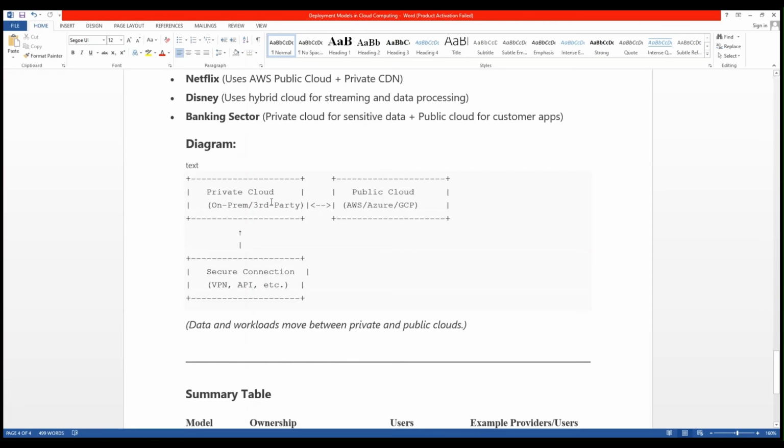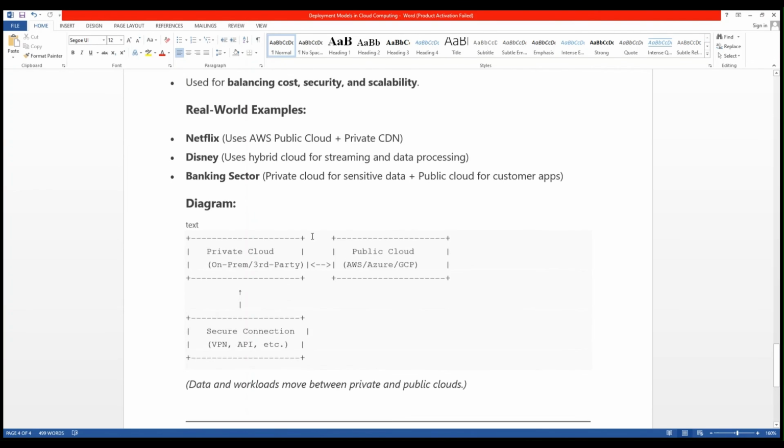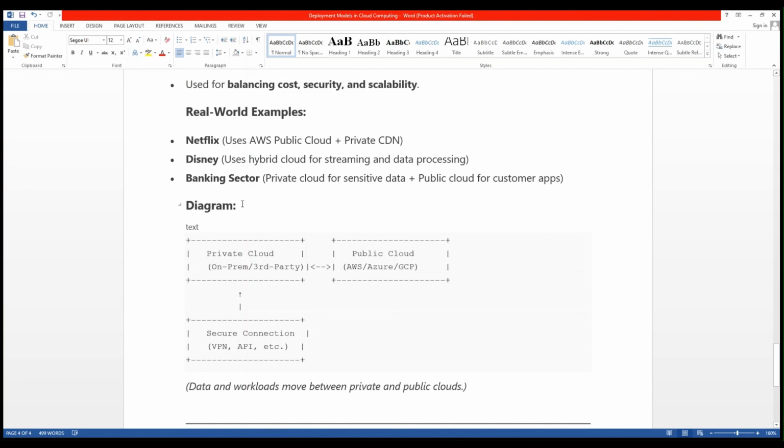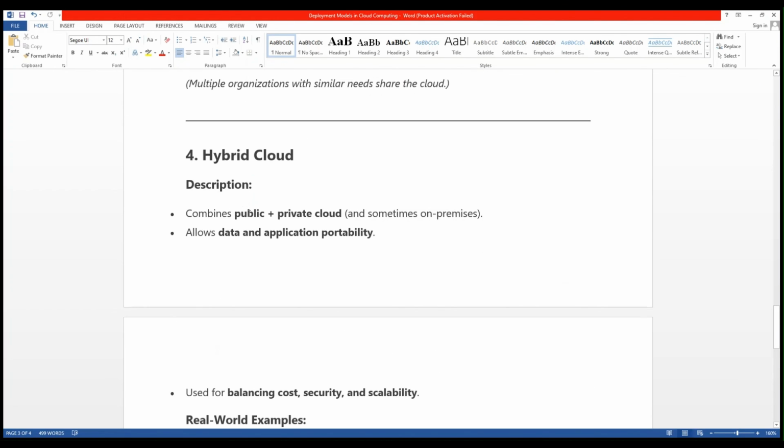Hybrid means the combination of private plus public. For example, IBM is an example of private cloud, and Google Cloud is an example of public cloud. These two types of cloud exist in the same location, and they can also access each other. The best examples are Netflix and Disney, which are examples of hybrid cloud. So hybrid cloud allows data and application portability, and it is a combination of public and private cloud.